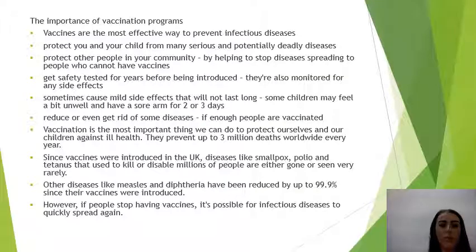There is a great importance of vaccination programs as detailed on this slide. Just looking at a few, we can see why they are so important. Vaccines are the most effective way to prevent infectious diseases. They get safety tested for years before being introduced. Vaccination is the most important thing that we can do to protect ourselves and our children against ill health. If people stop having vaccinations, it is possible for infectious diseases to quickly spread again.